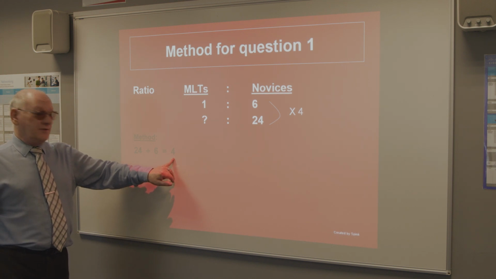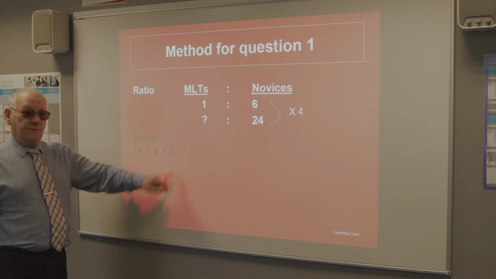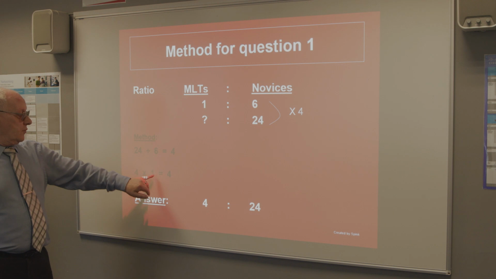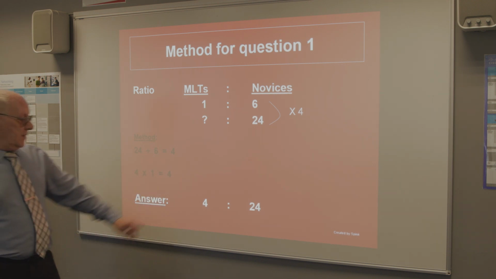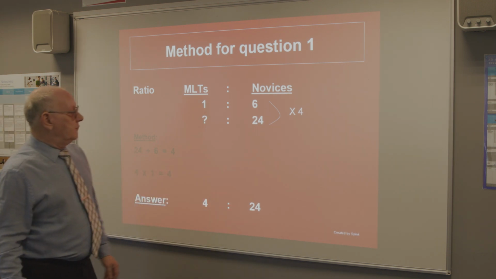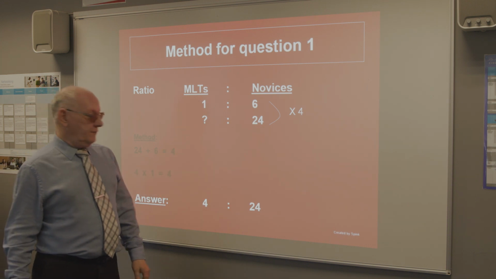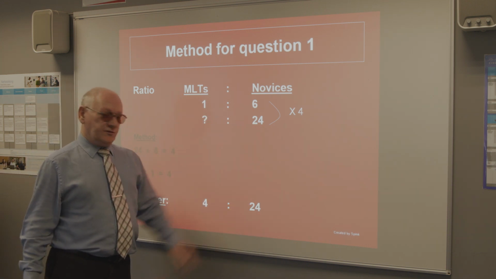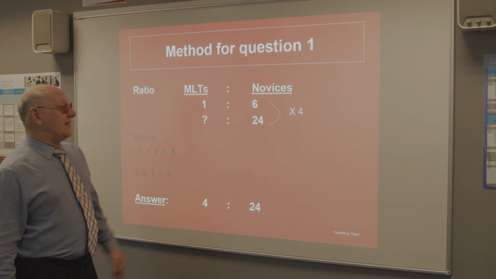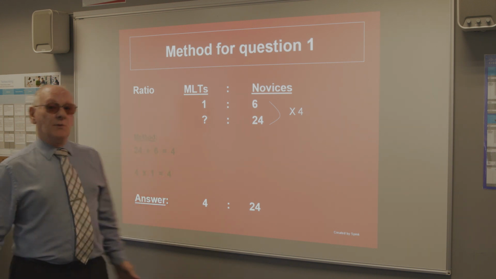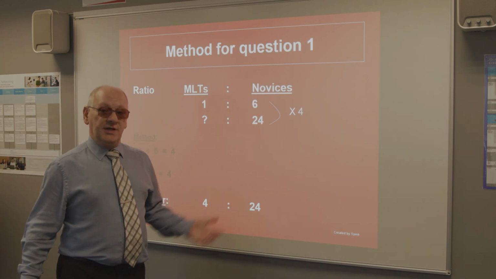Are you getting all this? I think my way was easier. 4 times 1 is 4. 4 to 24. We started off with 2 to 12. We doubled the 12 to 24. We doubled the 2 to 4. That's got to be a lot easier than all this rigmarole they're going through here. But you get the idea.